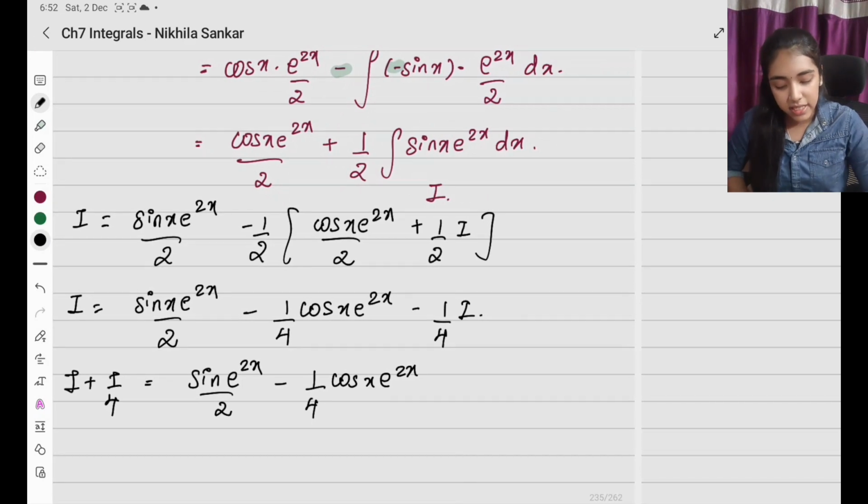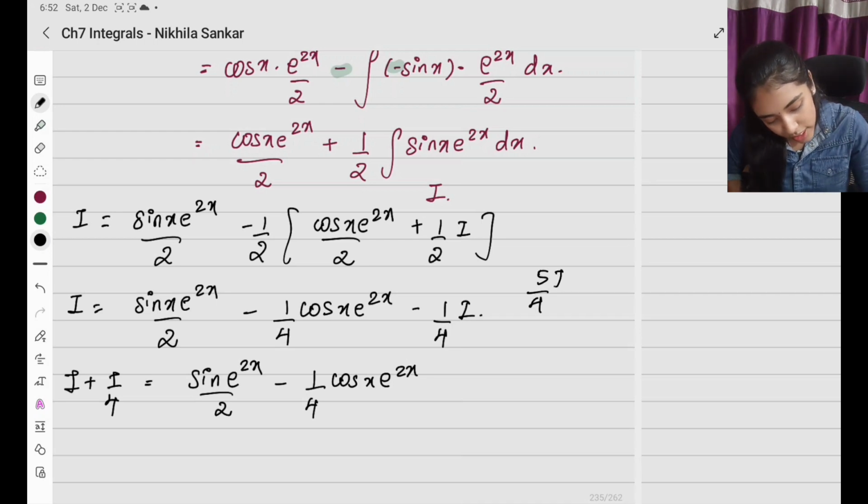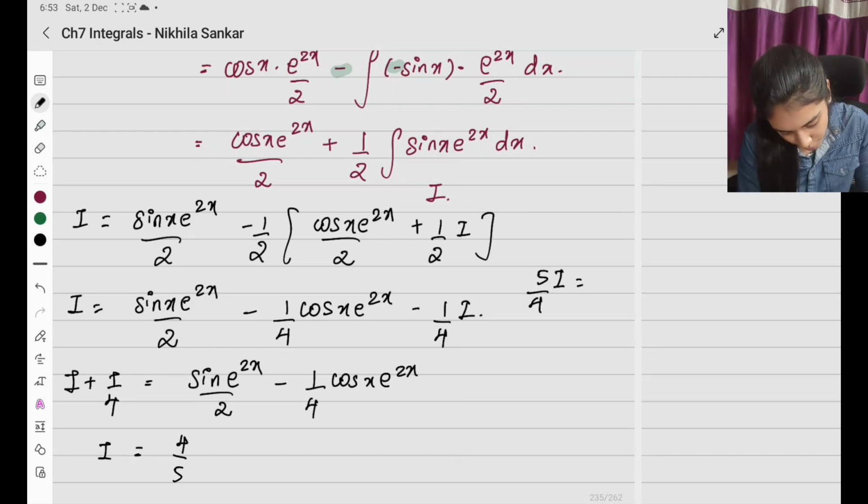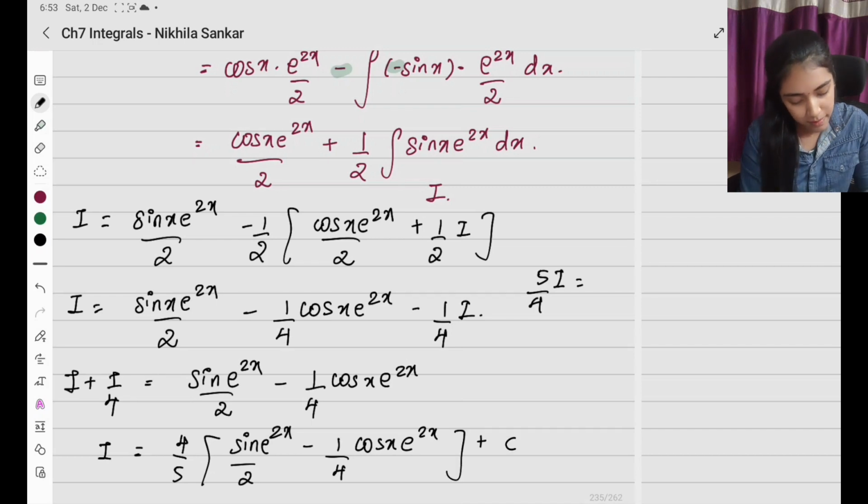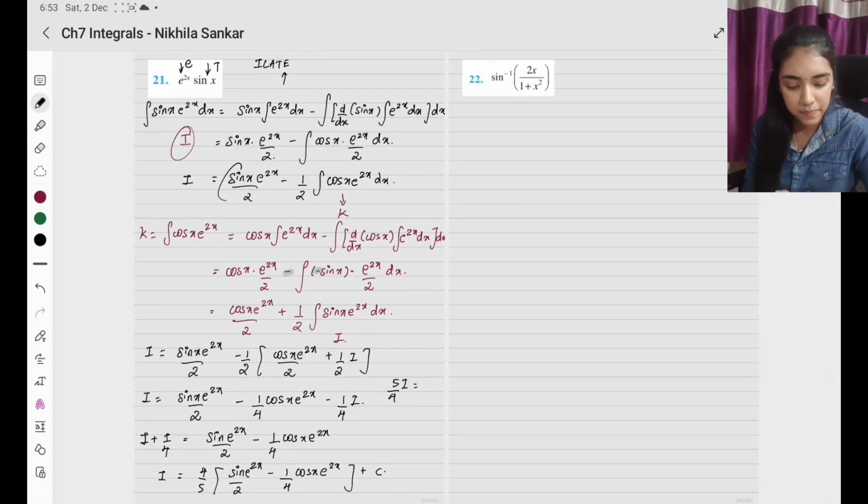Left hand side என்ன இருக்கு? I plus I by 4, which is going to be 4I plus I, which is 5 by 4. So 5 by 4 I equals whatever is there. So I equals 4 by 5. இல்லையா? So I equals 4 by 5 times sin x e to the 2x divided by 2 minus 1 by 4 cos x e to the 2x plus c. So this is my final answer. Okay, please copy.